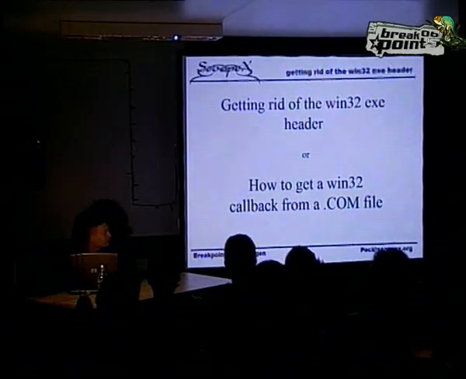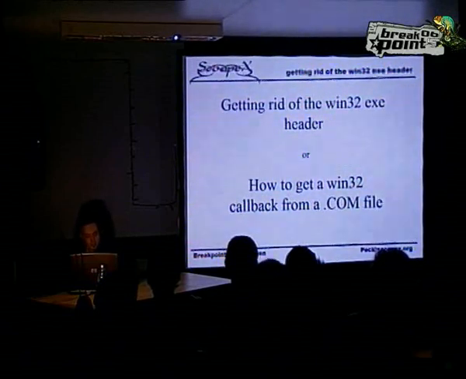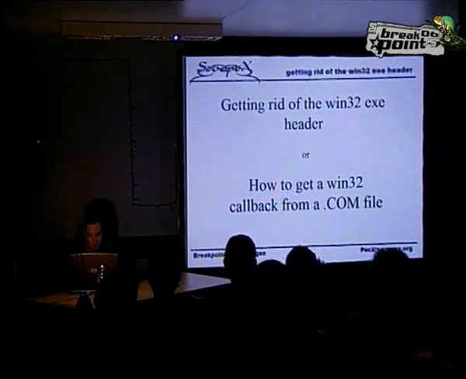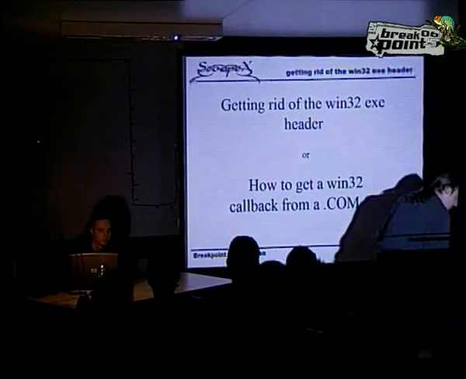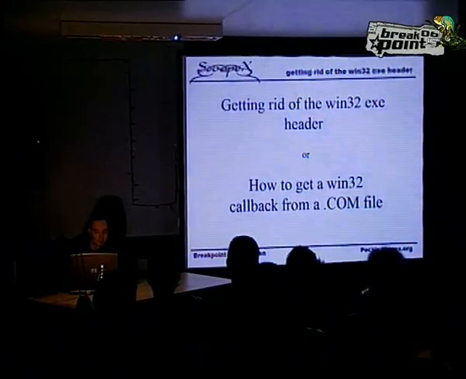Today I'm going to talk about how to get rid of the exe header under Windows, or in other words, how to get a real Windows 32-bit callback from a COM file. Parts of the presentation are going to be very technical, so to follow those instructions you need knowledge of Windows 32-bit assembly programming, as well as some system internals, plus how old 16-bit COM files work.